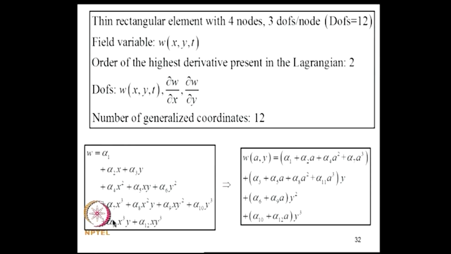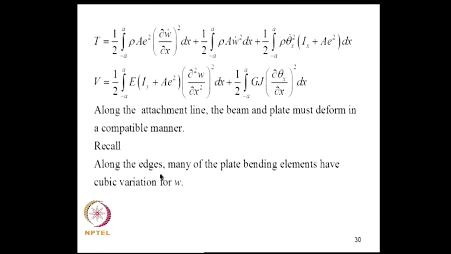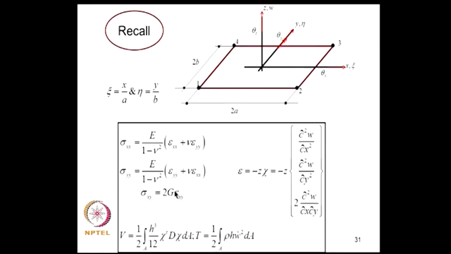Now, suppose you consider this representation along one of the edges. You see here that if I put x equal to a, I get this cubic polynomial in y. So, that is what I am saying here: along the edges many of the plate bending elements have cubic variation for W.